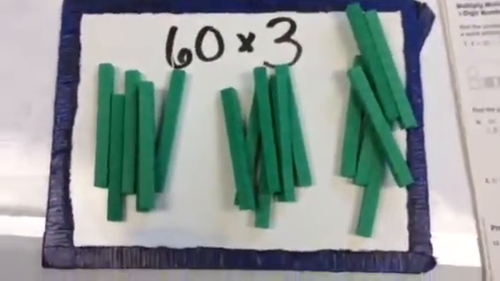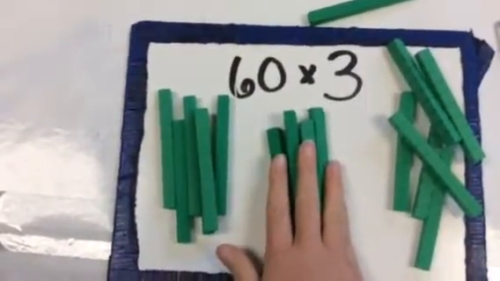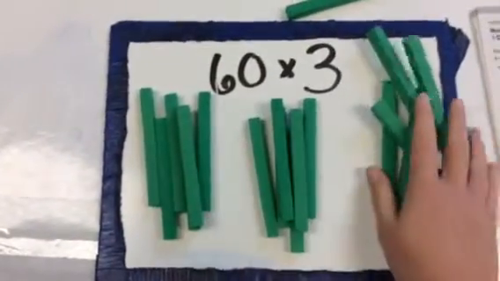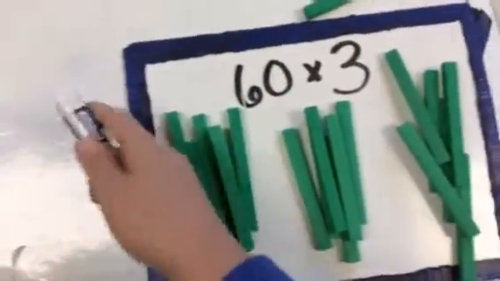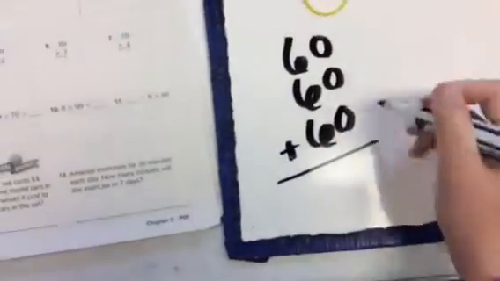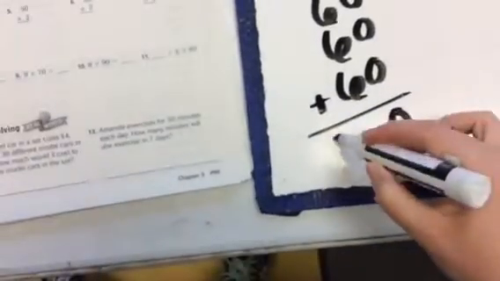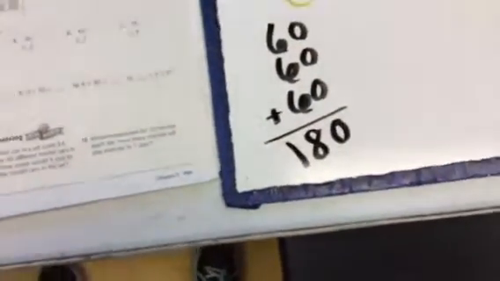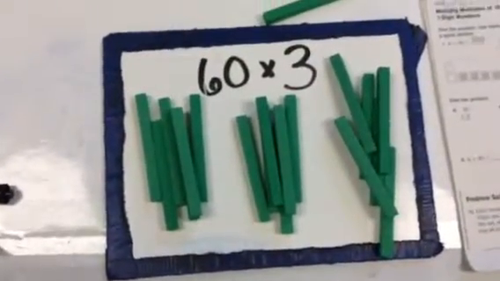So, now to solve it, I've got 60 plus 60 more, that's 120, 60 plus 60 more is 180. Now, that's a lot to do in our head, so if you need to come over here and write it, that's okay. You can go 60 plus 60 plus 60. Okay, all the zeros add up to 0. 6 and 6 is 12. 1 more 6 is 18. So 180. All right. So this is how we represent our multiplication with multiples of 10.